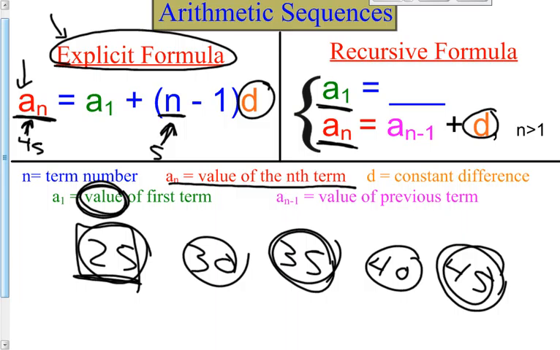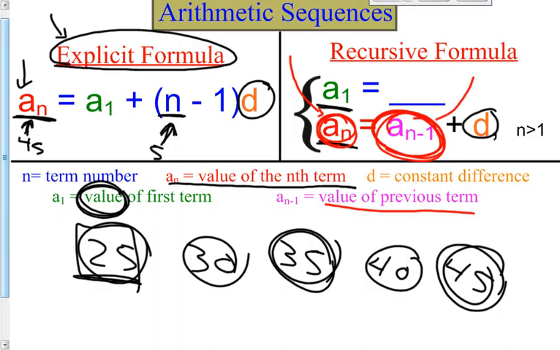Okay, and then our last one is this one right here, which is A sub n minus 1. So if the value of my fifth term goes right here, then the value of my fourth term goes in this spot, because A sub n minus 1 is the value of the previous term. If the value of the 20th term goes here, then the value of the 19th term goes right there. So it's always the value of the one right before it.